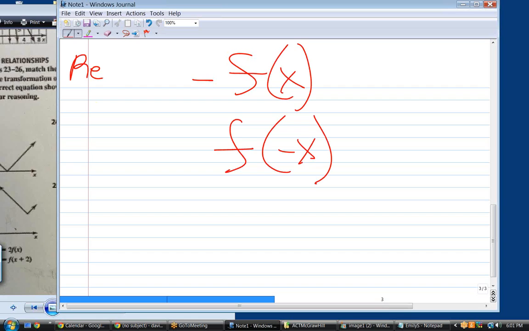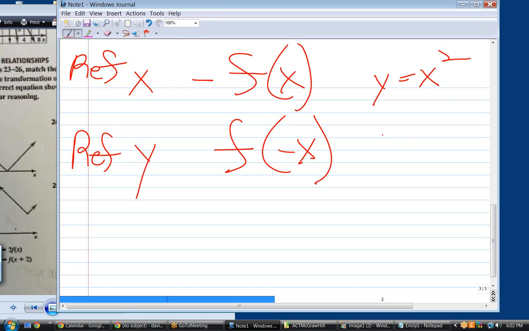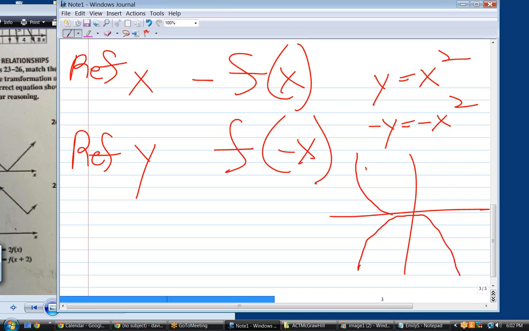This one is a reflection about what? Which axis? The top one is the y-axis, and the bottom one is the x-axis. Other way around. Oh. The way you can kind of tell is, let's take the function y equal x squared. Okay? Well, what would minus the function be? That would mean minus y would equal minus x squared. And if I graphed minus x squared, that's what it looks like, whereas x squared looks like this.